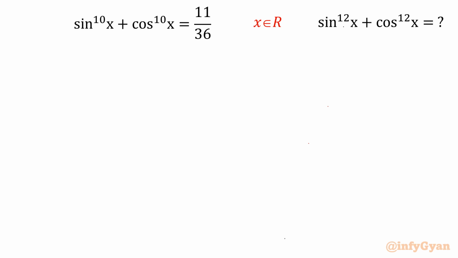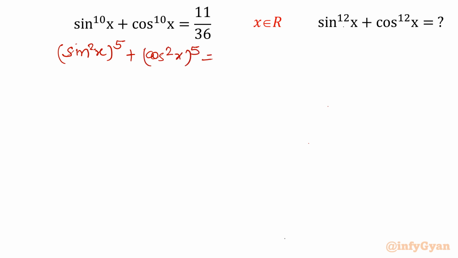In this very exciting video of trigonometric challenging equations, we are going to simplify one expression, sin power 12x plus cosine power 12x for x real, and given is sin power 10x plus cosine power 10x equal to 11 over 36. So let's get started by writing our equation as sin square x whole power 5 plus cos square x whole power 5.